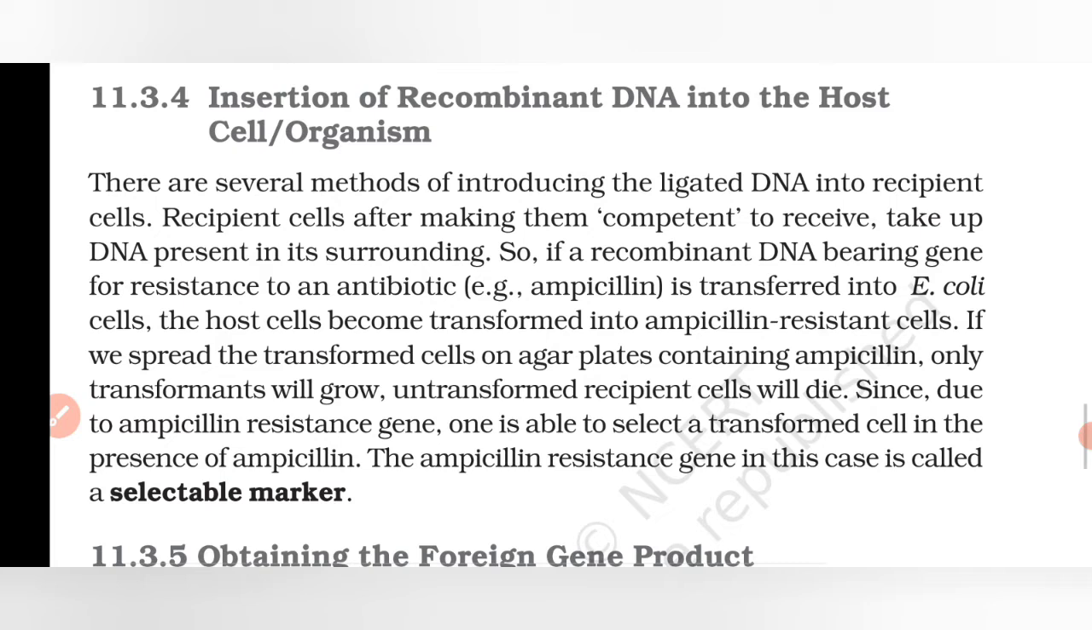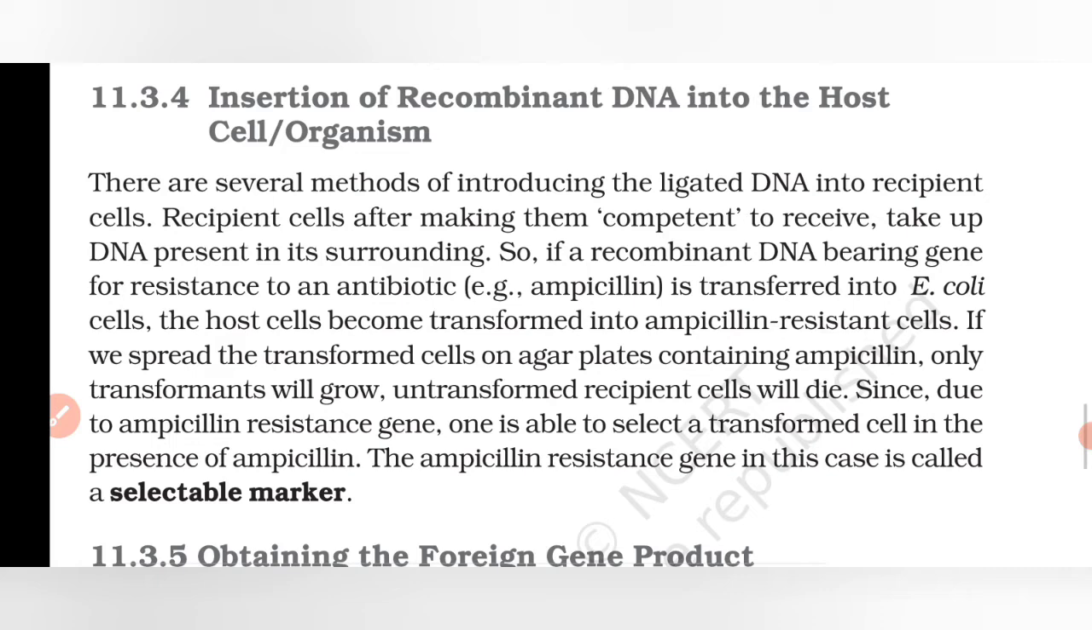Then you have to incubate on ice, followed by keeping them at very high temperature, heat shock at 42 degrees Celsius, and then again followed by ice. This is in case of bacteria. For animals, we can use directly micro injection, in which the recombinant DNA is directly injected into the nucleus of the animal cell. Then for plants, the cells are bombarded with high velocity microparticles of gold or tungsten coated with the recombinant DNA. And this method is called as a biolistics or the gene gun.